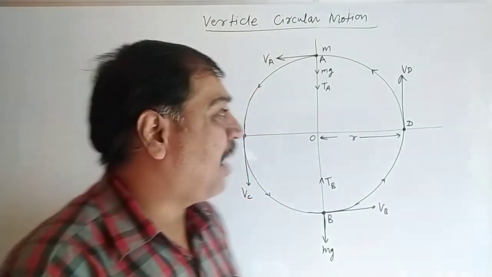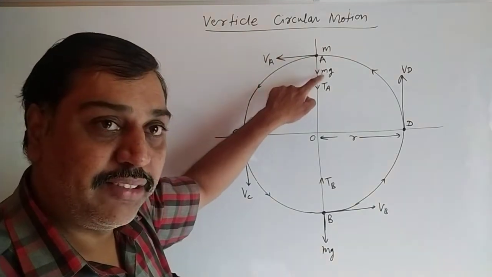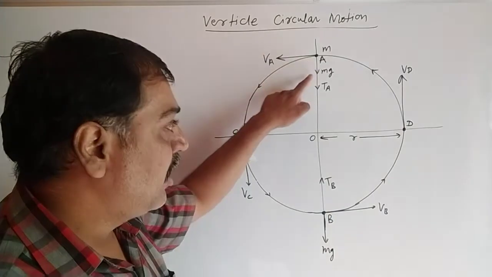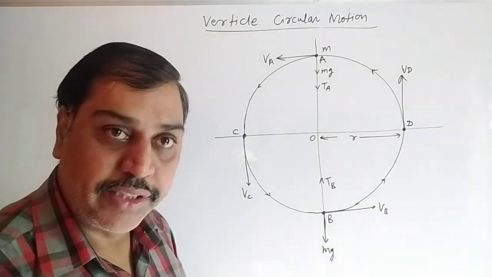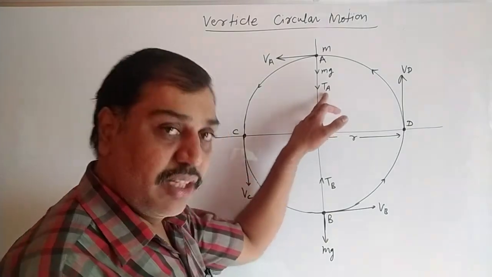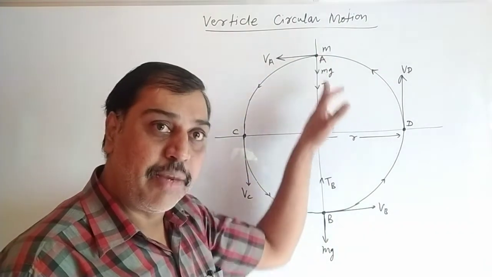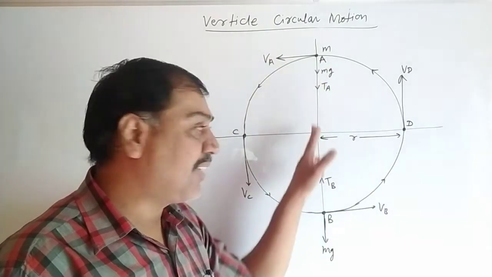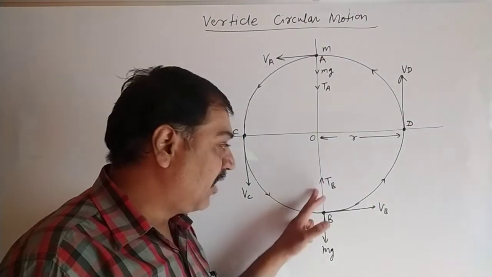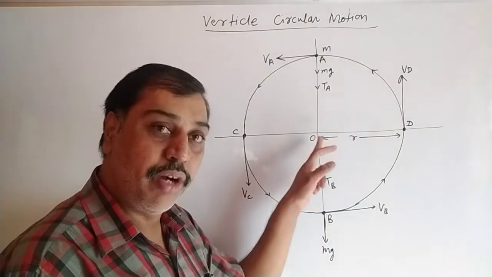Now let's go. As the particle has mass m, due to gravity the force mg is always directed in the downward direction. Remember, at position A, mg is directed downward. Apart from this, there is another force, the tension in the string, Ta, the tension when the particle is at position A. It always acts toward the origin. If it is at B, it still always acts toward the origin O.